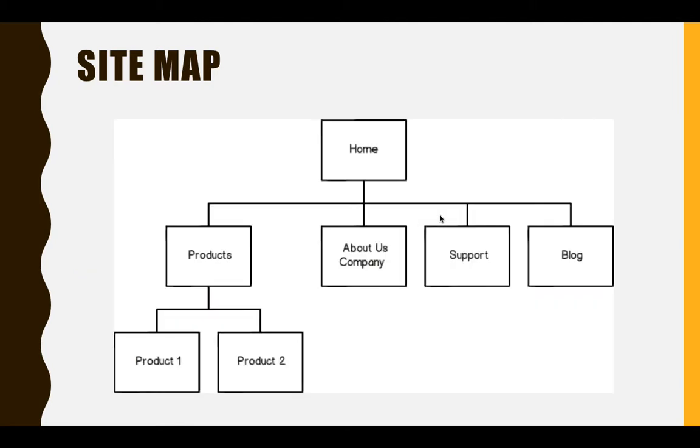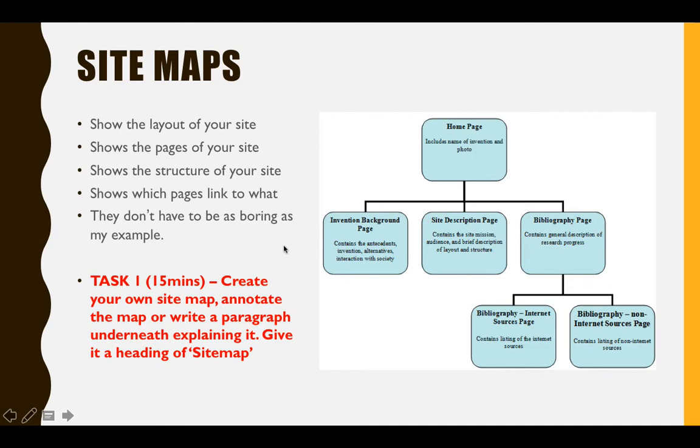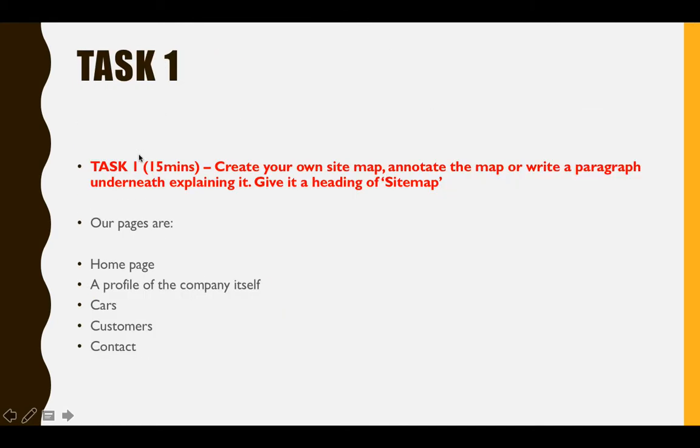This is an example of one that I got offline. It's got the home page, products, about us, support, blog, and then any extending pages. There's another one with some annotation. Obviously, you need to make sure that you're calling the names correctly, so make sure you are using that client brief.